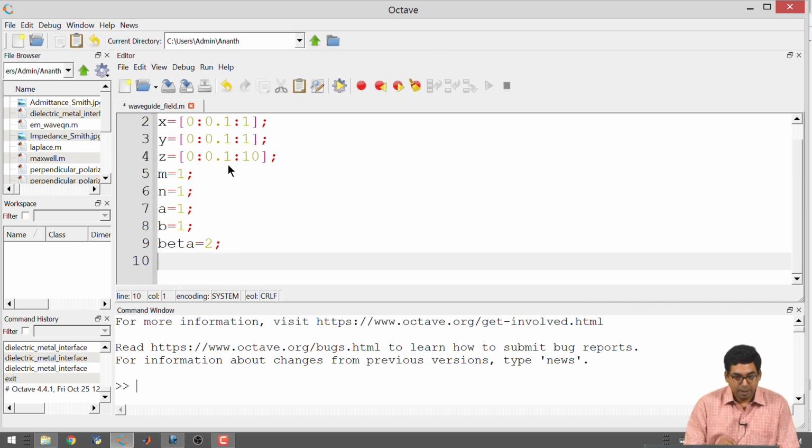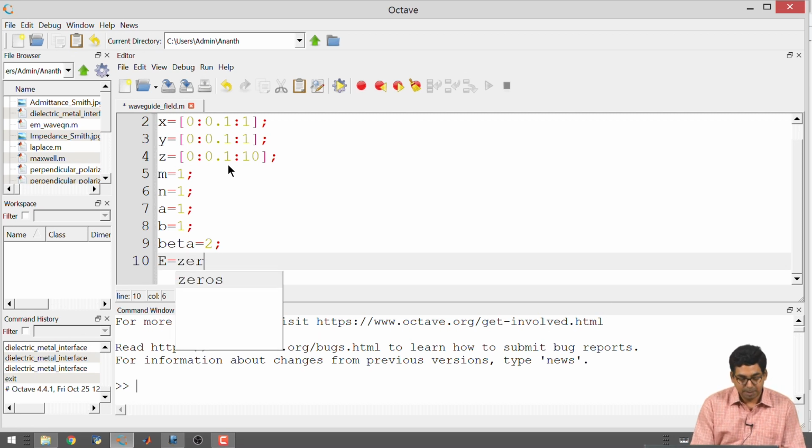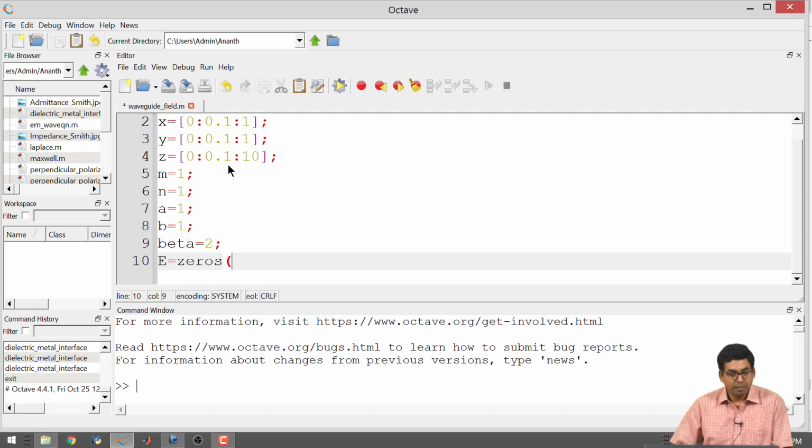Now, I need to calculate the electric field z component, but I will begin with zeros, all right. So, all I need to do is create a matrix, all right. The matrix will have 3 dimensions x, y and z, all right. So, I need to figure out Ez at given x, y and z, what is the Ez looking like, that is all I want to find out, right.